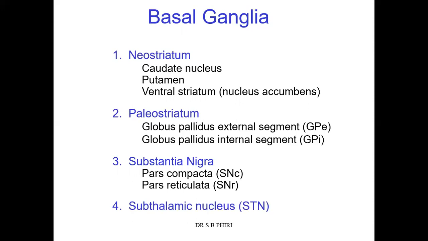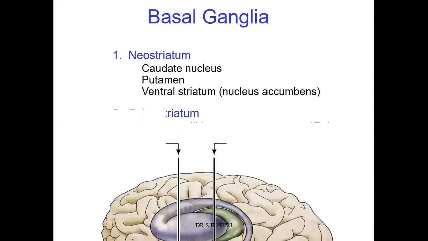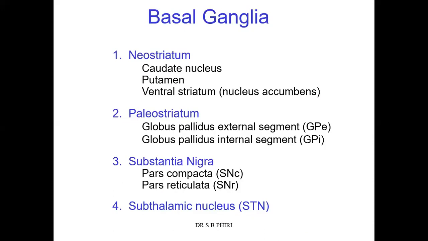Then the last major component is the subthalamic nucleus. So the subthalamic nucleus, this is where you have neurons that are projecting to the globus pallidus internal segment, which is involved in the indirect pathway. So the indirect pathway, you have the subthalamic nucleus that we'll discuss later on. So these are just the four major components of the basal ganglia.